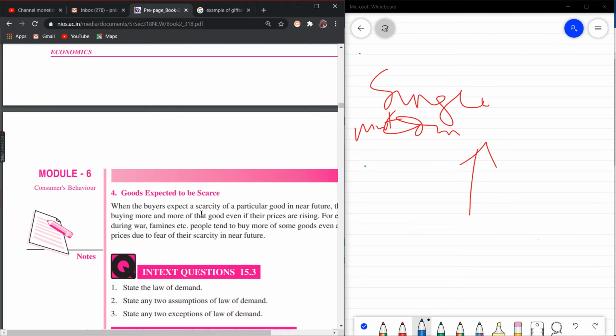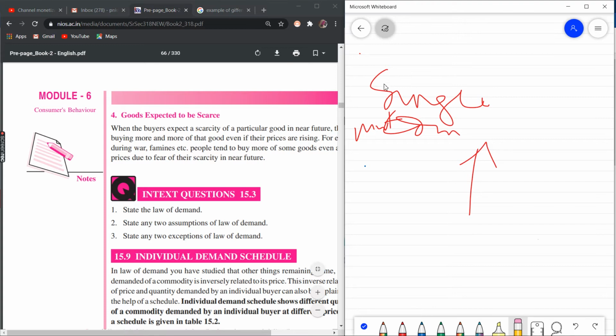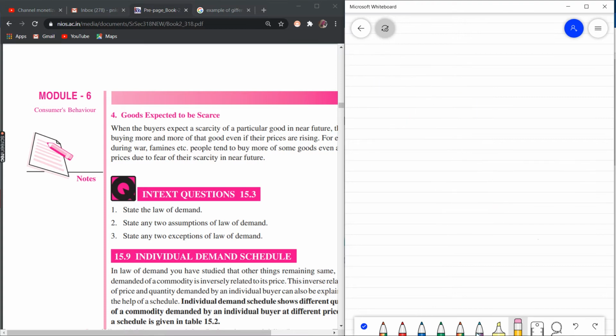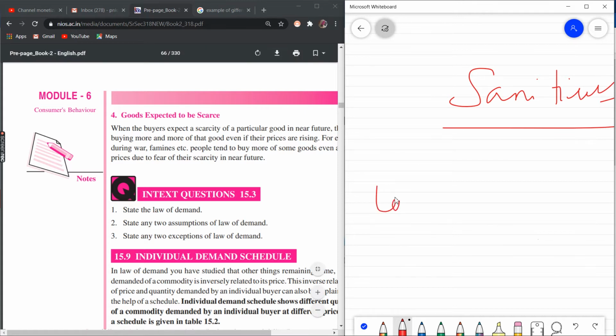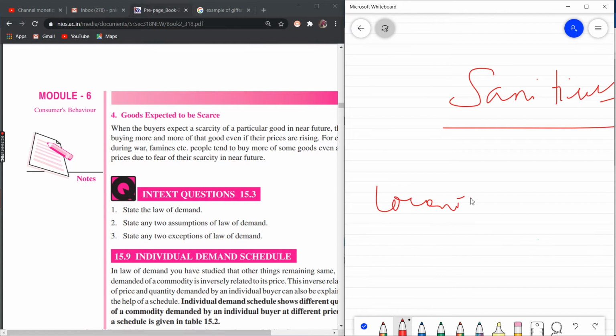Next one is goods expected to be scarce. Okay, this is the perfect example I could give you: sanitizers now. What happened to sanitizers during the corona period? Before corona, there were plenty of sanitizers in the supermarkets, shops and all. But after corona, there are no sanitizers available. We have to order the sanitizers and wait for a week or 2 days and all. Okay, what is the situation?